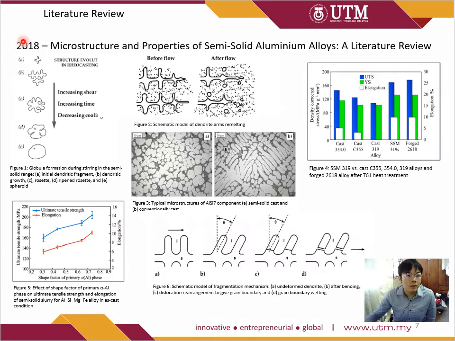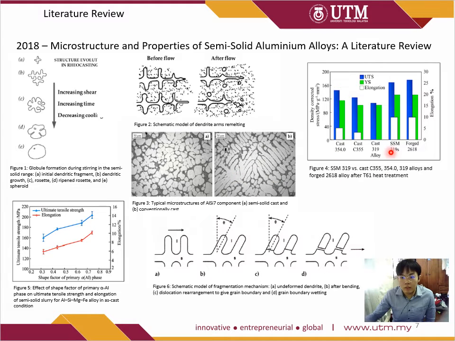And the second paper is from 2018, and this is the forming of globular structure with increasing shear, increasing time, and decreasing temperature. Before flow, there are still dendritic arms, and after flow the dendritic arms become globular structure. The semi-solid cast has globular structure, and the conventionally cast has dendritic arms.